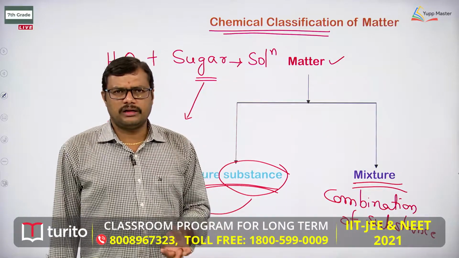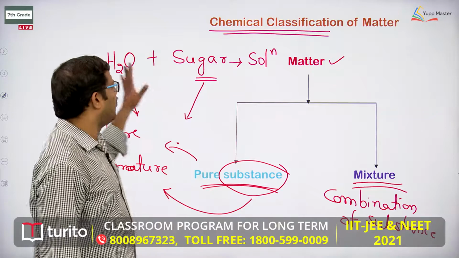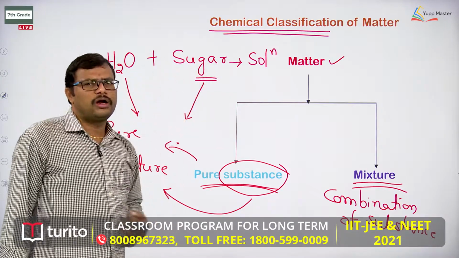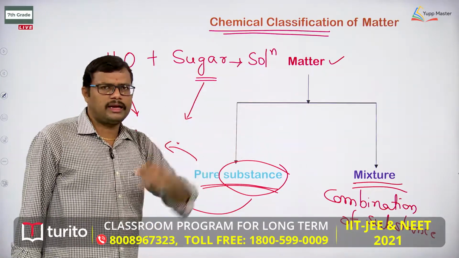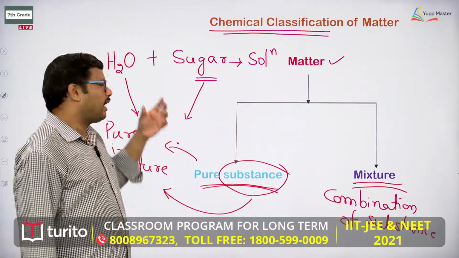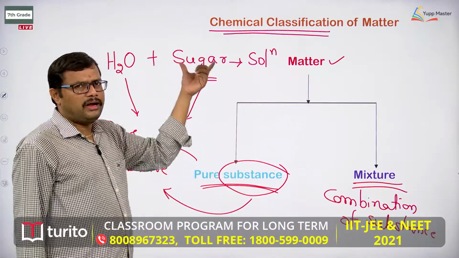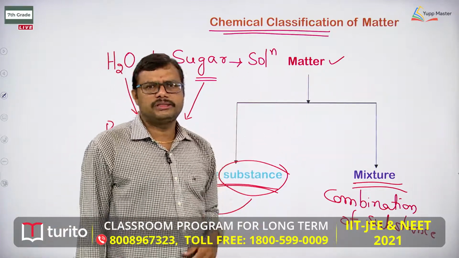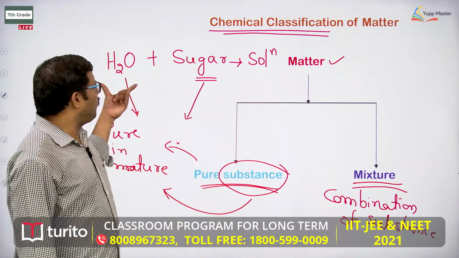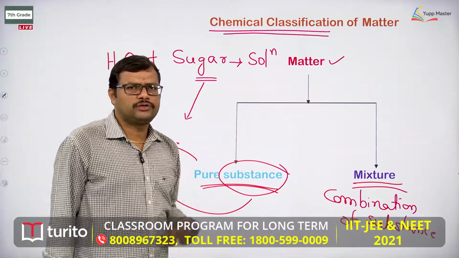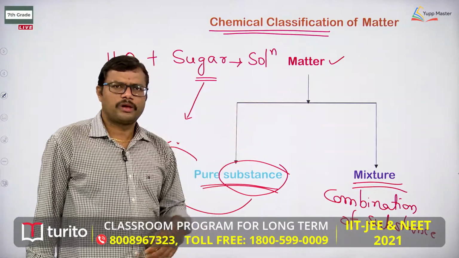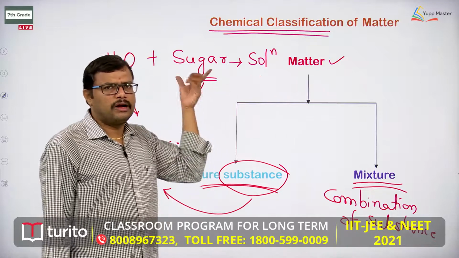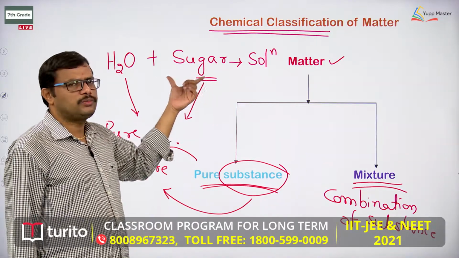Of course, a mixture can have any proportion. I can take 1 liter of water and only 1 spoon of sugar, and I will get a solution that can be taken as a mixture. Or I can take 1 liter of water and add 2 tablespoons of sugar, that can also be taken as a mixture. If I add 3 spoons of sugar to 1 liter of water, I am getting sugar solution, and in that case also we are getting a mixture. But what is varying here? I am varying the sugar.